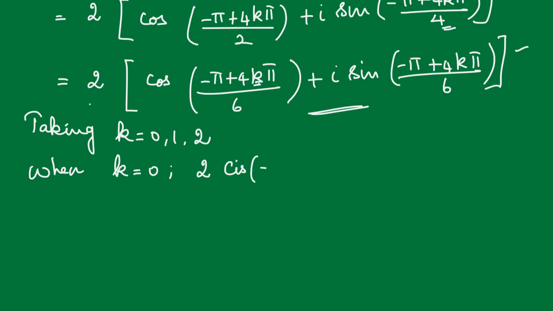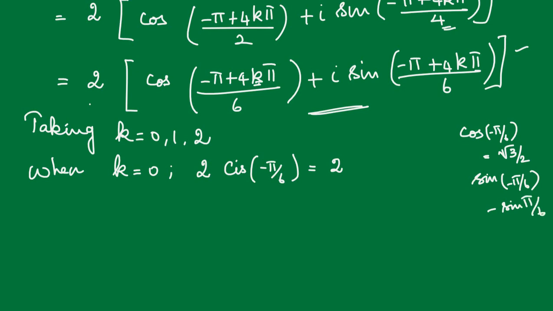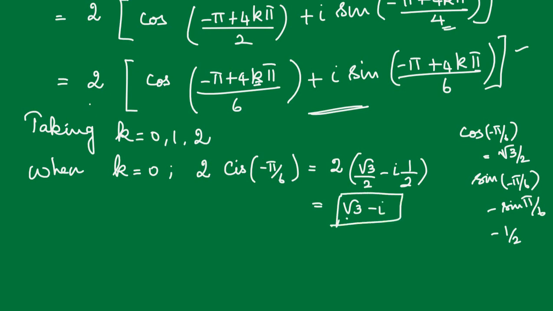So I write it as cis of minus pi by 6, which is equal to cos of minus pi by 6 plus i sin of minus pi by 6. You know that cos of minus pi by 6 is equal to cos pi by 6, which is equal to root 3 by 2. Cos 30 is root 3 by 2. Sine of minus theta is minus sine theta. Therefore, sin of minus pi by 6 is equal to minus 1 by 2. So this gives us the value. This is equal to 2 into root 3 by 2 minus i into 1 by 2. Multiplying 2 inside, we get root 3 minus i, the first root when k is equal to 0.